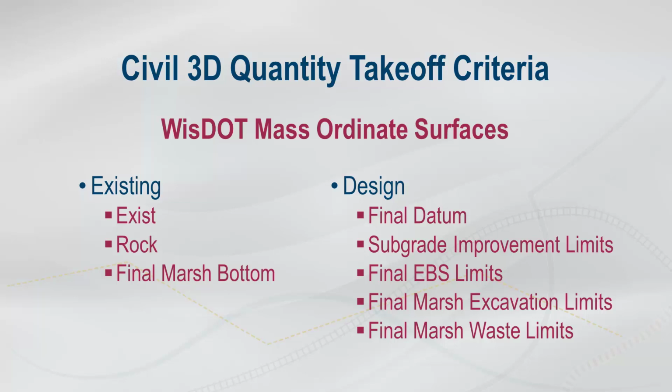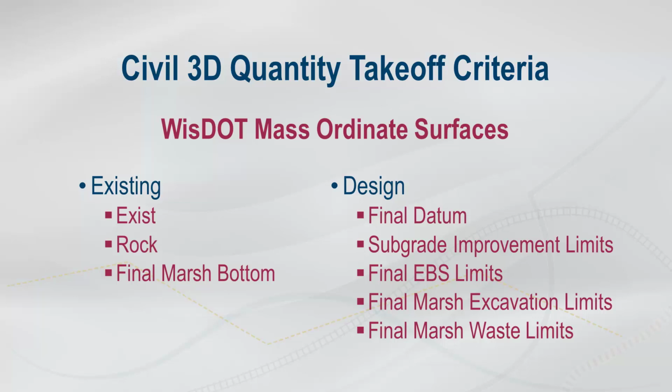The existing surface is the current topography of the Earth's surface. This is usually collected through aerial collection methods or field survey or a combination of the two. Additional information on creating these surfaces can be found on our Civil 3D knowledge base. The next one is rock.